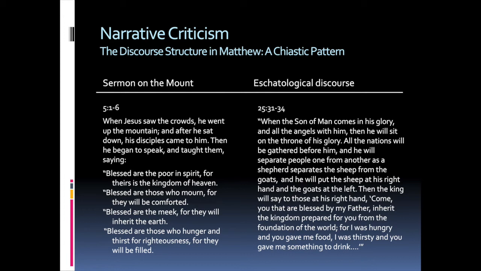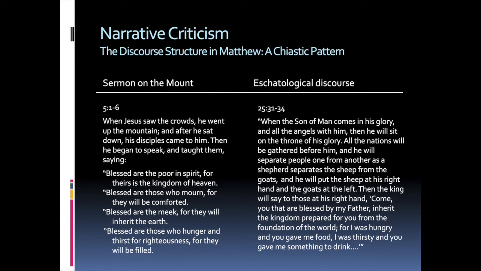But notice who is present. On the left at the Sermon on the Mount, Jesus is up in the Galilee. He's in Jewish territory. He goes up the mountain, reminiscent of Moses and the covenant, and his disciples come to him. We are in a Jewish context. We are going to get the Jewish law reiterated.